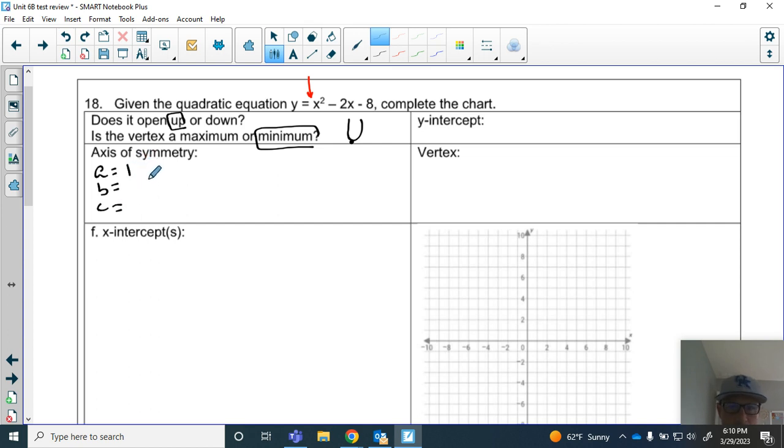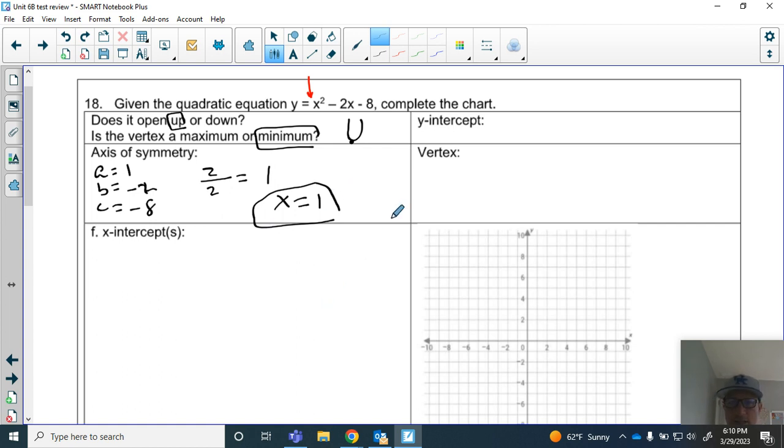a equals 1, because that's the number in front of the x squared. B is negative 2, and C is going to be a negative 8. The opposite of B is a positive 2, divided by 2 times 1, which is 2. The axis of symmetry is x equals 1. Make sure you put an x equals with it.